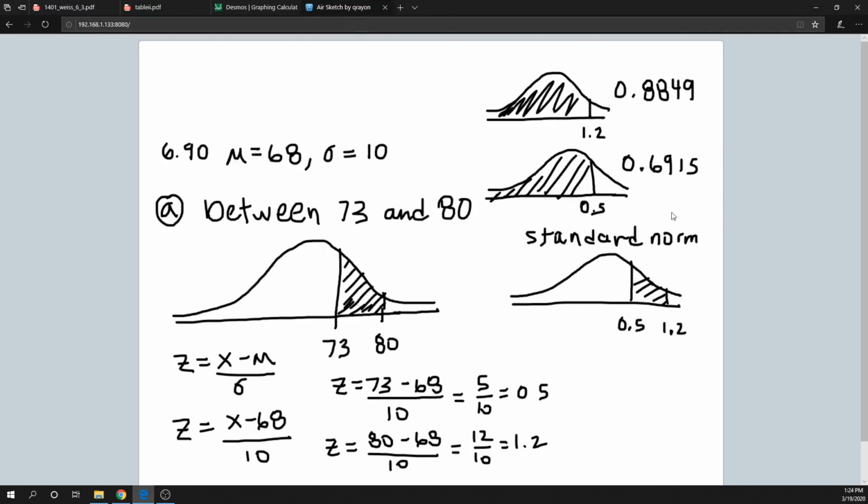Okay, so we found those two, and so now to get the area of the region between 0.5 and 1.2, what we'll need to do is subtract. We want all the area to the left of 1.2, but not this area right over here. So it's going to be 0.8849 minus 0.6915.